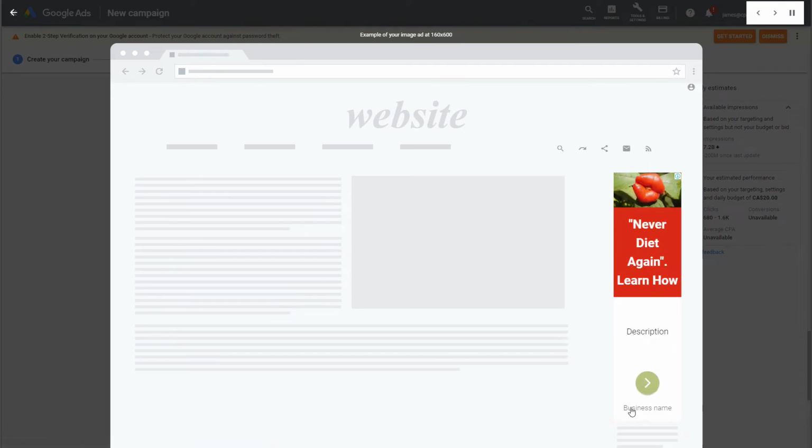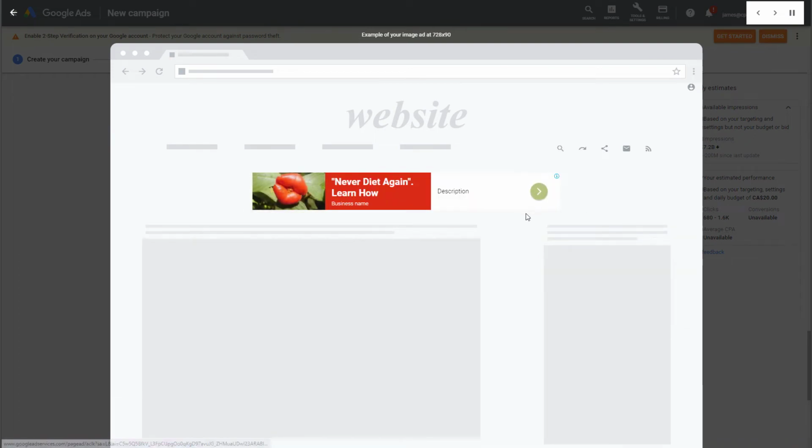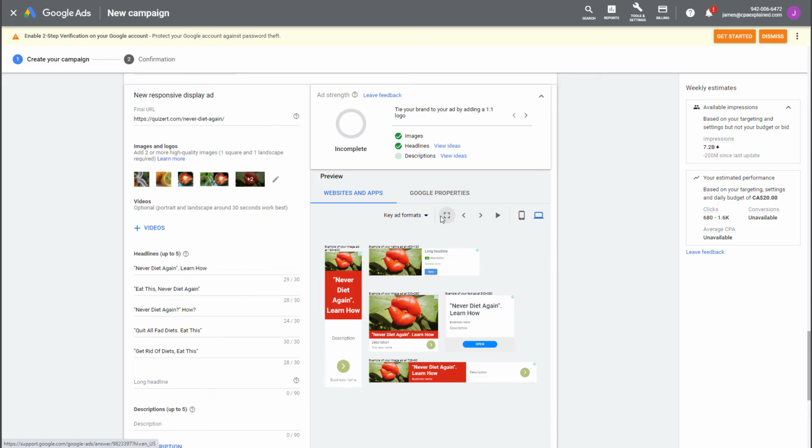We'll add the description, stuff like that, business name. But you can see how this photo grabs somebody's attention. They're like, never diet again, learn how. What? That is this whole idea of these kind of photos that you can use as interest photos that get attention. Okay. So we got our photos picked and we have our headlines.